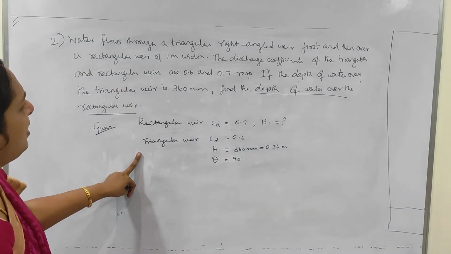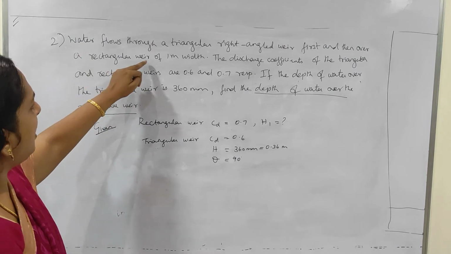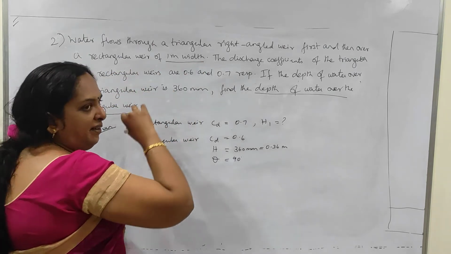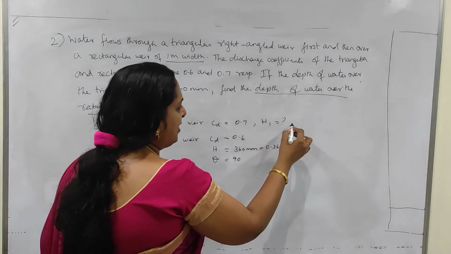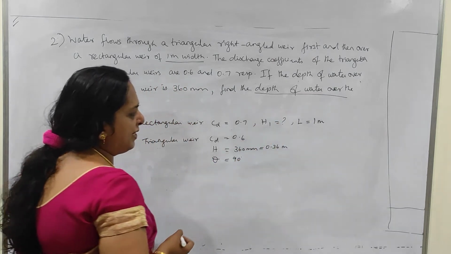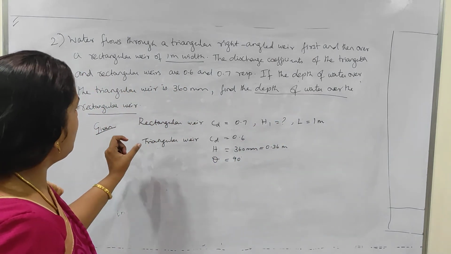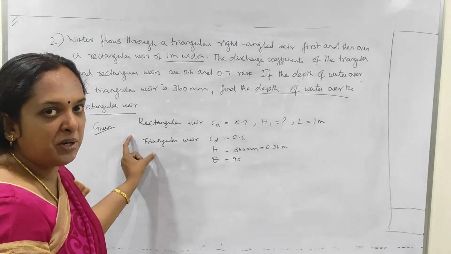And what they have given is the water is first flowing through a triangular weir and then over a rectangular weir of 1 meter width. So what is the width given here? Width is nothing but your length. So it is 1 meter. So L is also given. It is 1 meter. Now what do I have to find out? First I have to find out what is the discharge in the triangular weir.